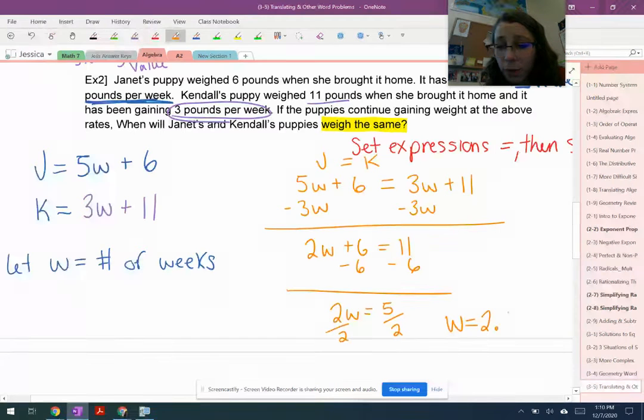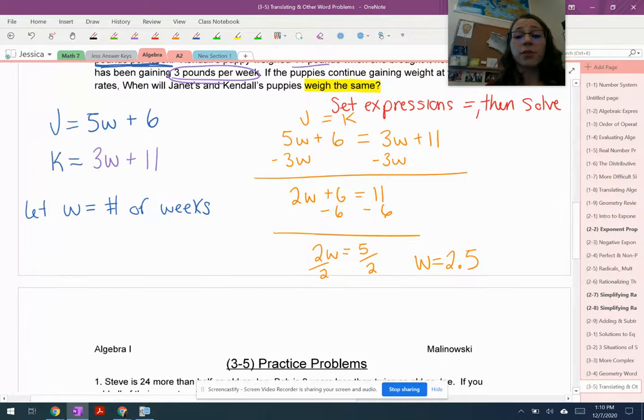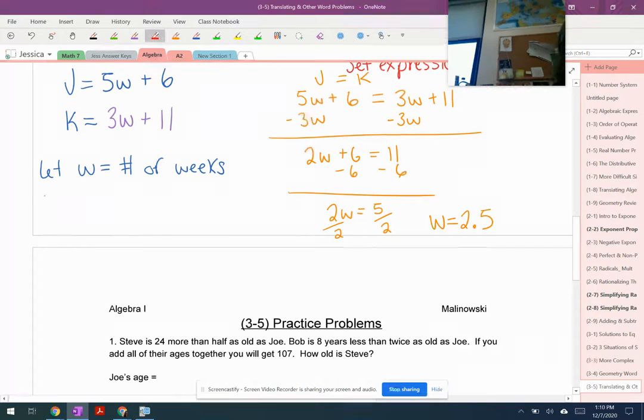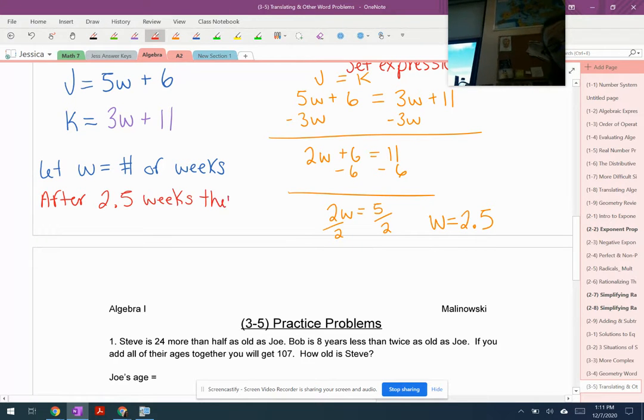And so just remembering to finish this off, because it's a word problem, with some sort of an answer sentence. The question was asking me, when will Janet and Kendall's puppies weigh the same? So after 2.5 weeks, their puppies will weigh the same.